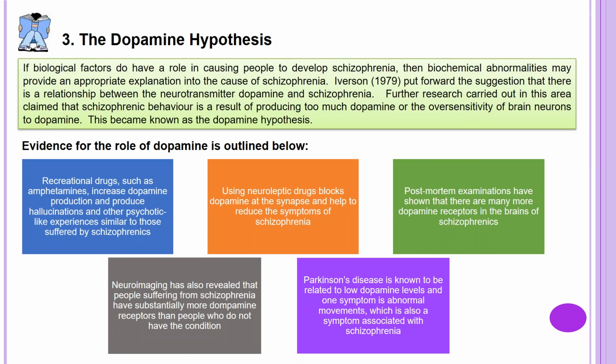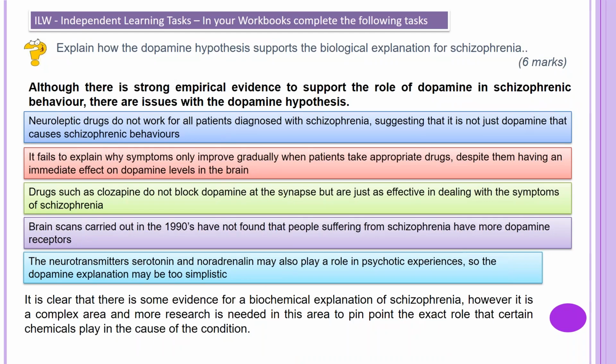Parkinson's disease is known to be related to low dopamine levels, and one symptom is abnormal movement, which is also a symptom associated with schizophrenia. So in your independent learner workbooks, explain how the dopamine hypothesis supports the biological explanation for 6 marks. Explain how the dopamine hypothesis supports the biological explanation for schizophrenia, and welcome back.